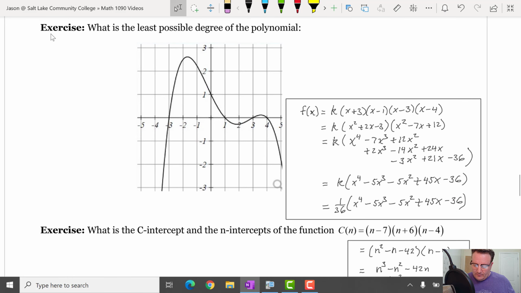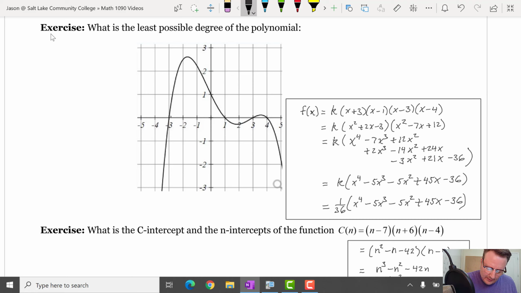I did a little work previously, but let's just ignore what's in the box for right now, and we'll answer the question. What is the least possible degree of the polynomial? We have the graph of a polynomial, and we want to determine the smallest possible degree this polynomial could have.